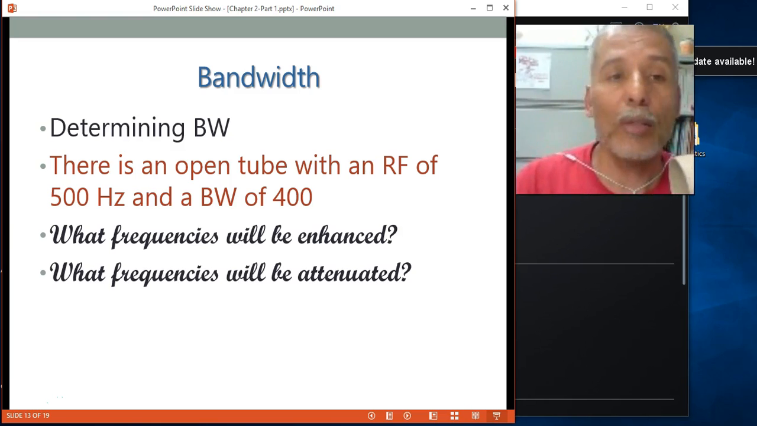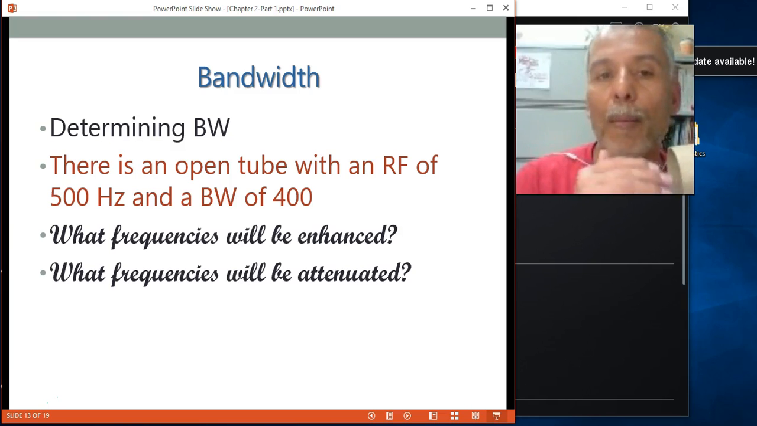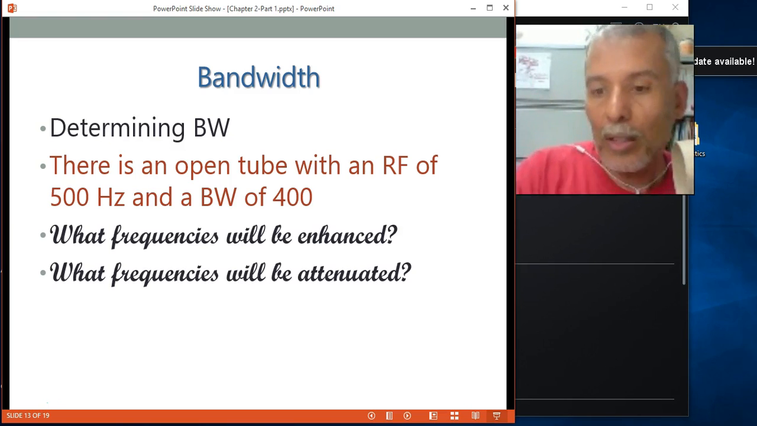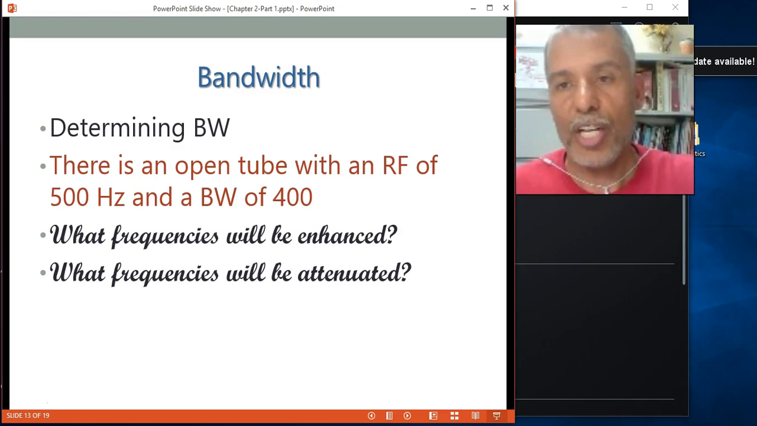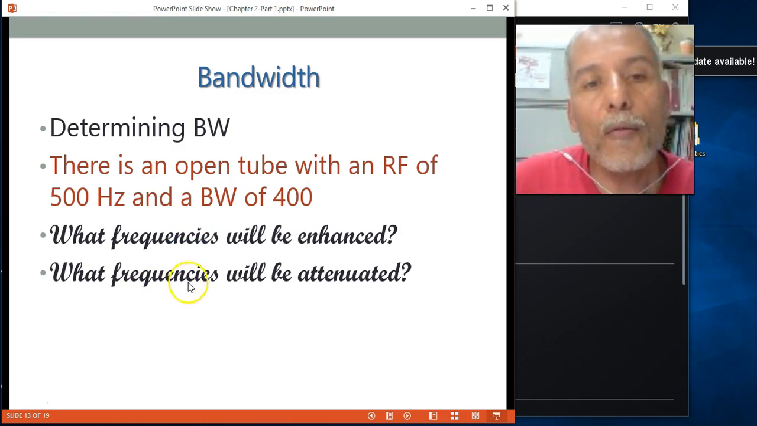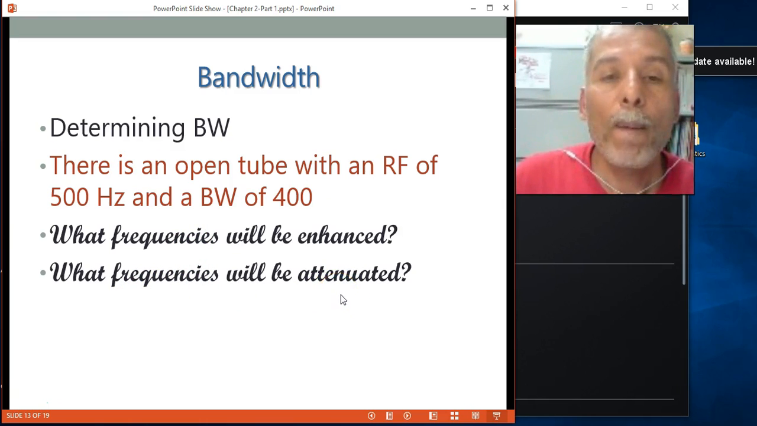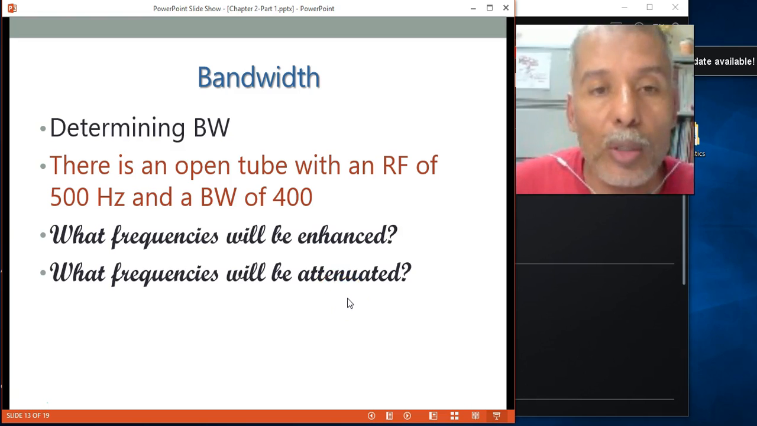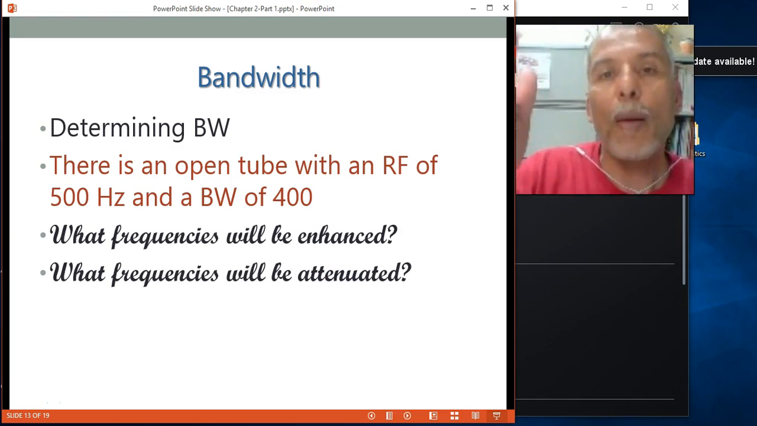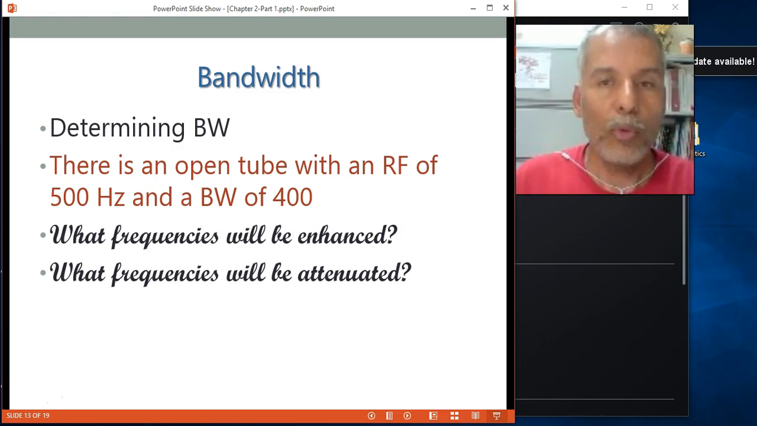Someone else says, I have a 600 tone. 600, it will respond. 650, 700, yes, but it will decrease as you go away from the 500. And then beyond 700, it's going to reject. It will not give you more. So what frequencies will be attenuated or decreased? Any frequency below 300 and any frequency above 700 will be attenuated.